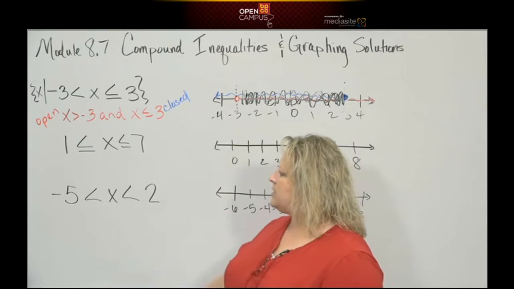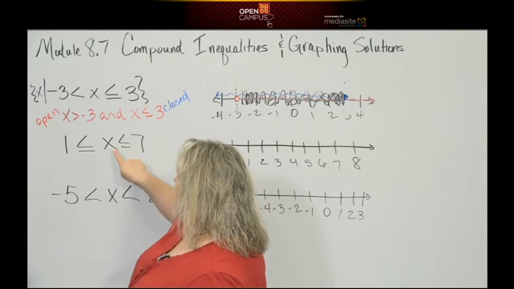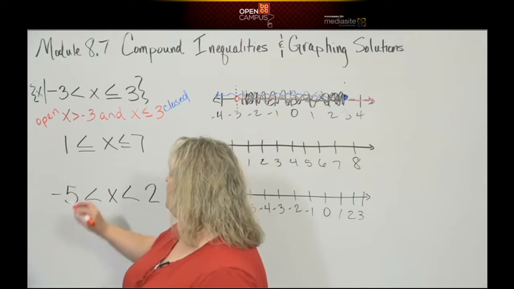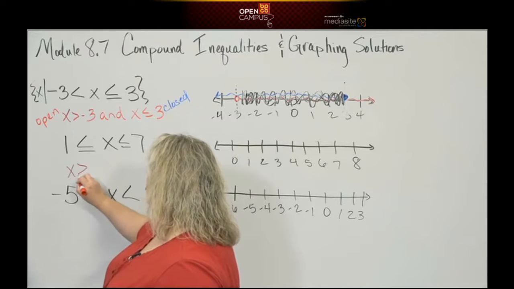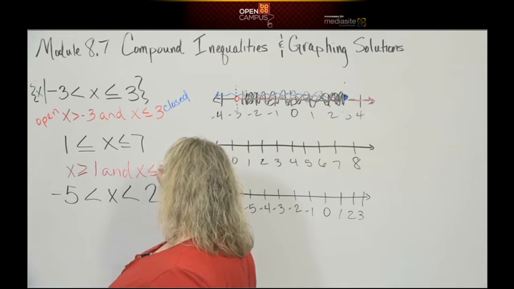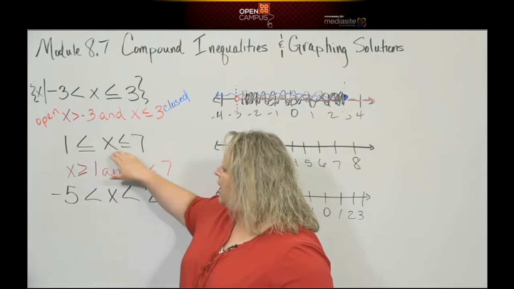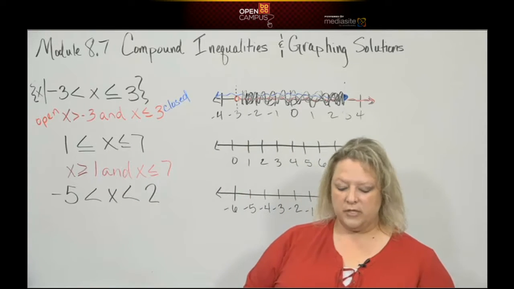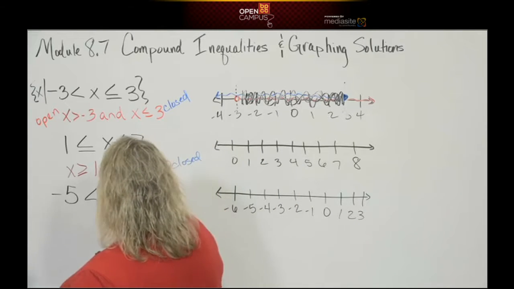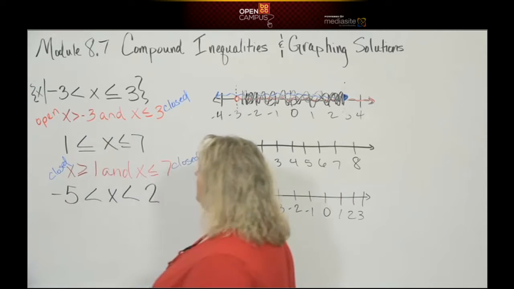All right. So now let's do the next one. 1 is less than or equal to x, and x is less than or equal to 7. What does it mean? It means that x is greater than or equal to 1, and x is less than or equal to 7. So when I go to graph this, what you have to look at, you have an option here. Both of these are closed circles. This one's closed because it has an equal to. This one's closed because it has an equal to.